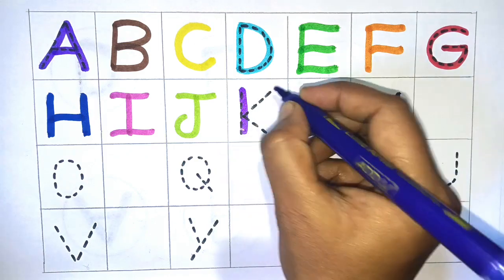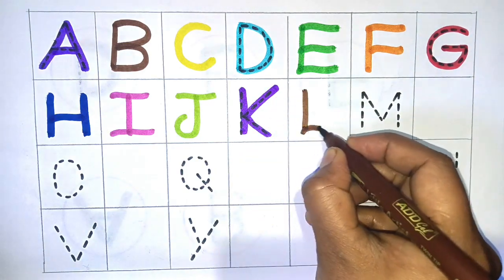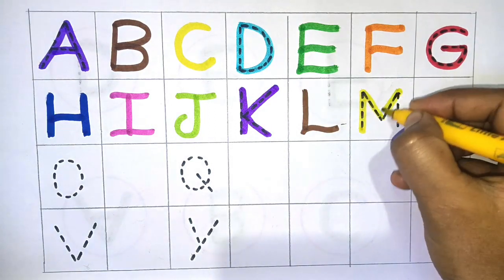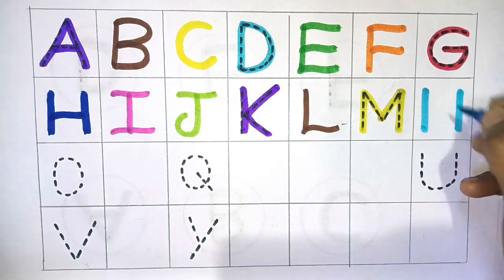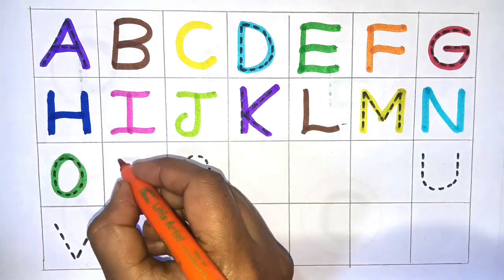Next K. K for king. Next L. L for lemon. Next M. M for man. Next N. N for nose. Next O. O for orange.